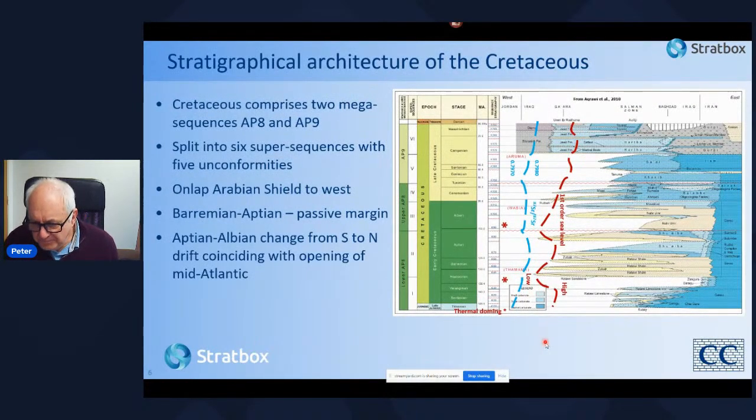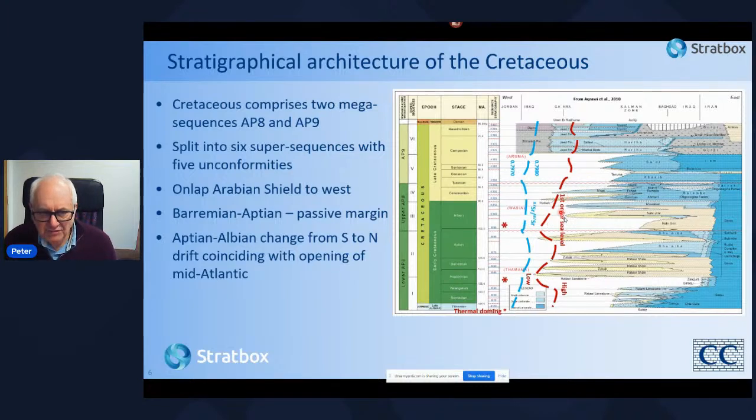Now this produces the stratigraphical architecture of the Cretaceous, whereby you have these mainly carbonate systems with some clastics thinning and onlapping onto the Arabian Shield to the southwest, and thickening and becoming more carbonate-rich towards the continental margin to the east. And the Cretaceous comprises two megasequences, which have been labelled AP8 and AP9, and these are split into 6 supersequences, 1 through 6, separated by major unconformities.